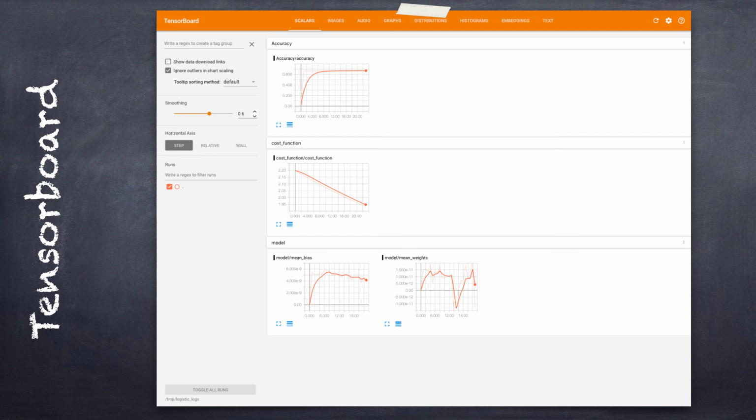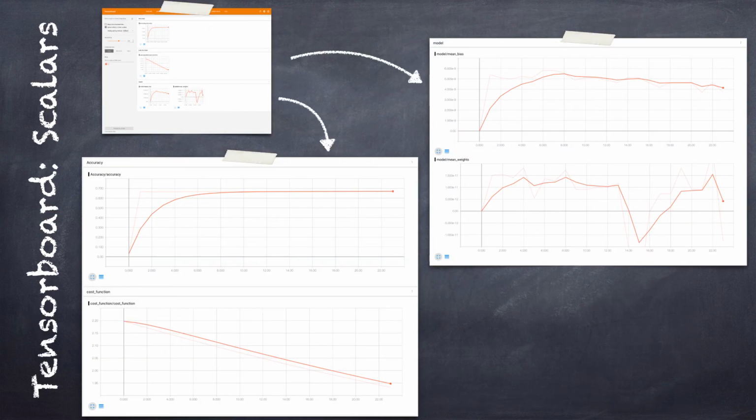For instance, this is the chart of the scalars. Unfortunately you cannot read it, but this is for accuracy, and this is for the loss trend. This is the graph representation of what we implemented. So this is how TensorFlow represents all the operations we've implemented. This is the actual graph TensorFlow created. And these are the histograms for the cost function, for instance.